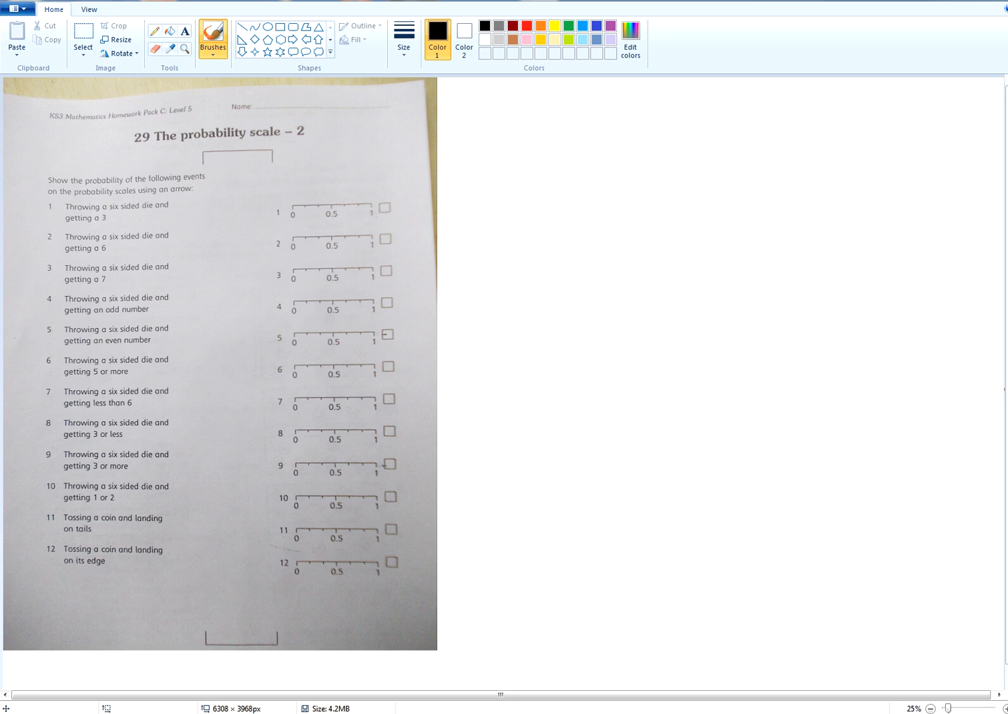Okay, folks, we're looking at exercise 29, looking at the probability scale. Show the probability of the following events. Let's have a look at the sheet that you've got there originally. Just quickly look at your sheet. Is there part one to it? Yeah, let's look at that one first.